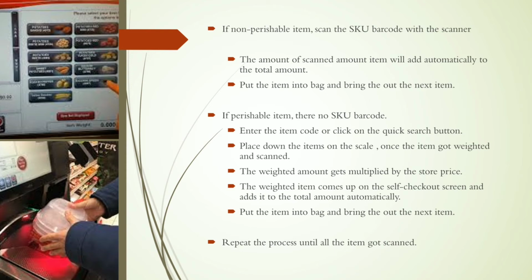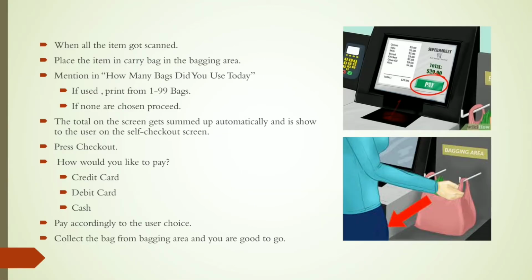If the item is perishable, then there is no SQO barcode. Enter the item code or click on the quick search button and place the item on the screen. Once the item is weighed and scanned, the weight is multiplied by the store price. The weighed item appears on the self-checkout screen and is added to the total amount automatically. Put the item into the bag and bring out the next item. The customer will repeat the process until all the items are scanned.